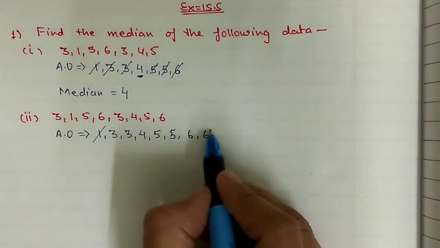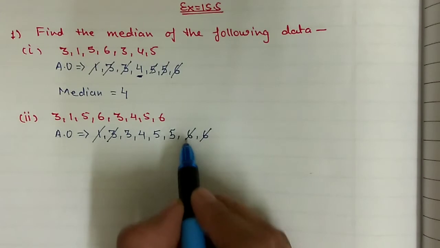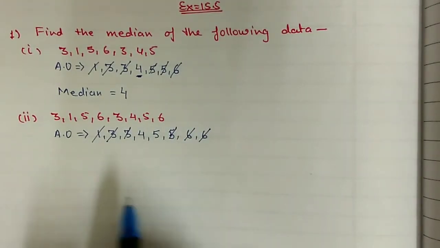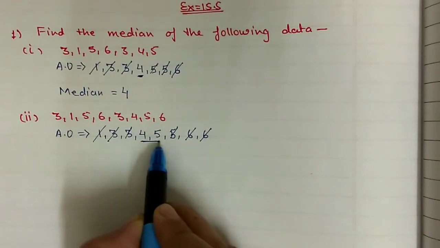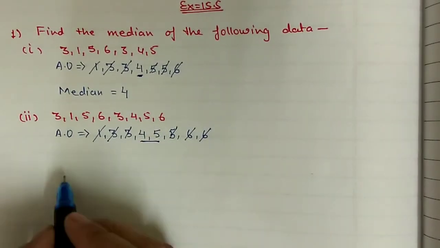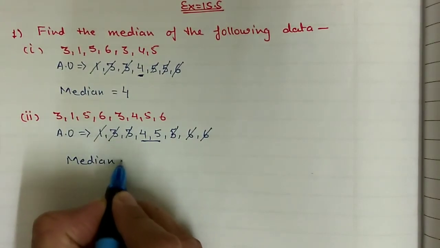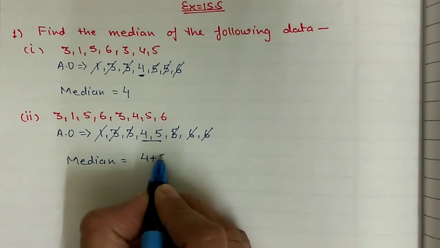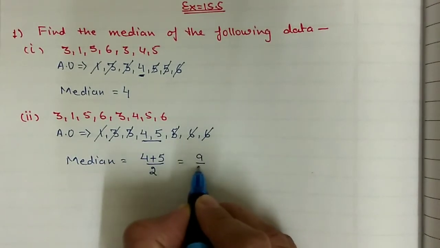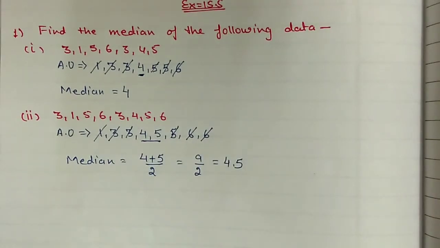After arranging these numbers, then we have to scratch out the number from first and last. So one number from starting, one number from last. One number from starting, then from last. So after scratching equal number, then you will get here 4 and 5 in between. So if 4 and 5, two numbers you are getting in between, then we have to take the average of these numbers. So median will be here 4 plus 5 divided by 2, and 4 plus 5 is 9. 9 divided by 2 is 4.5.